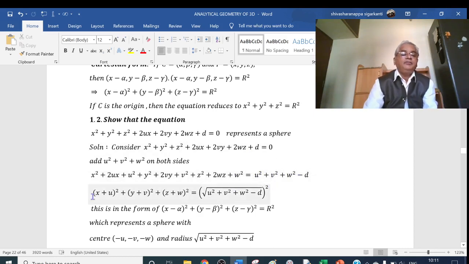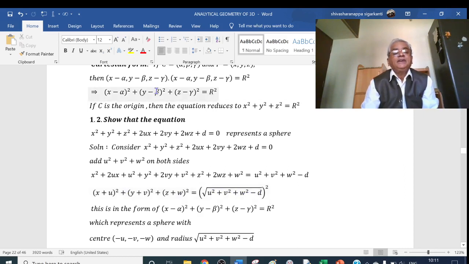Now this is in the form of, I can write this plus u as minus of minus u. This can be written as minus of minus v. This can be written as minus of minus w. So this is in the form of (x − α)² + (y − β)² + (z − γ)² = r². So therefore here α is equal to −u, β equal to −v, γ equal to −w, and r equal to the square root of u² + v² + w² − d.